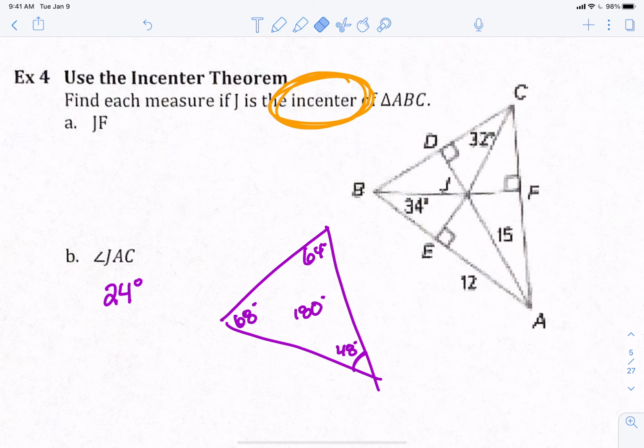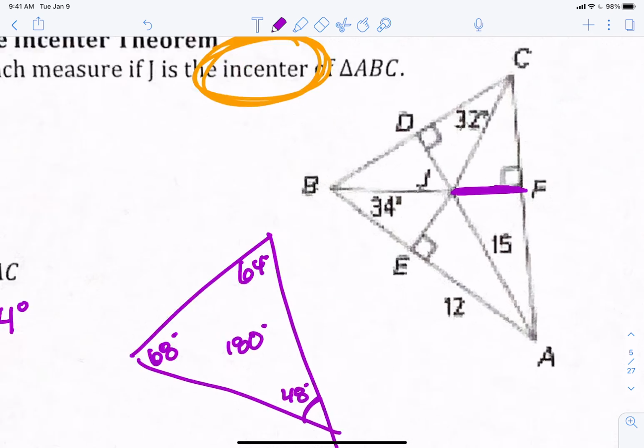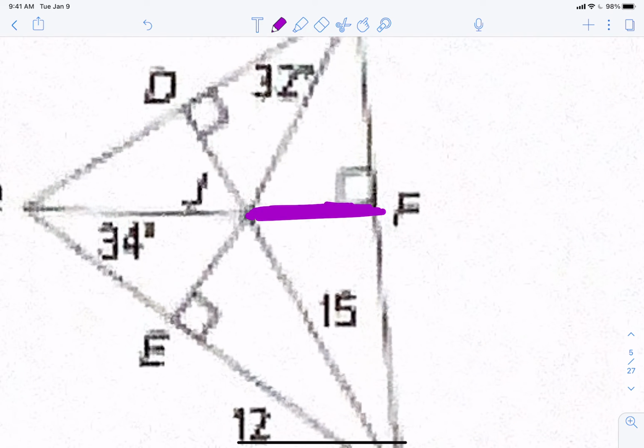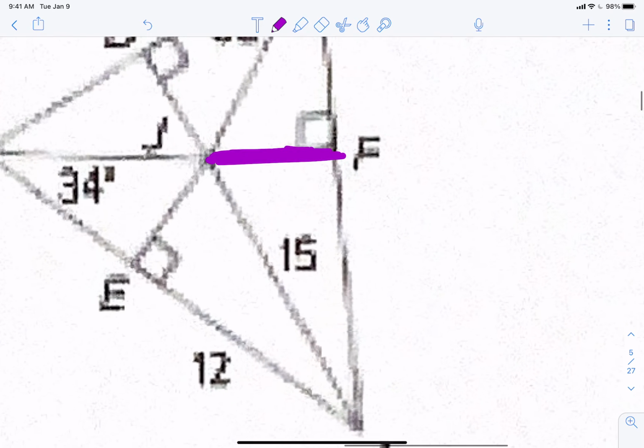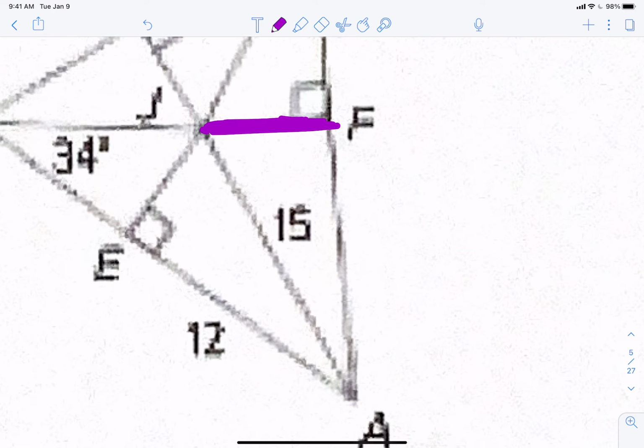Okay, now let's go up and let's talk about part A, which says JF. Where's that? JF is this guy right here. We want to know the length of that, right? We want to know the length of that. Well, how the heck are we supposed to know? All right, now here's the tricky part. Okay, watch.